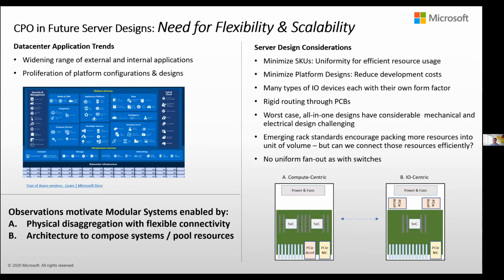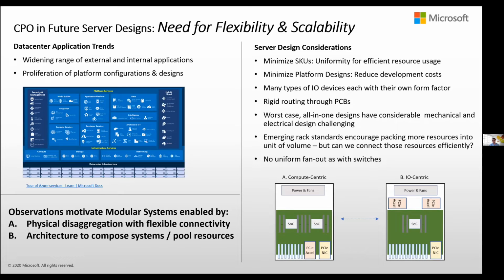And we are concerned about that proliferation, and some of the considerations to address it are to figure out how to minimize the SKUs or the configurations. If you minimize the SKUs, then we have uniformity in the resources, and we can effectively take advantage of that with our resource allocators and increase the efficiency of using those resources, increasing resource utilization. We also want to minimize platform designs. They're so expensive to build, right? The development cost of every unique platform design is very significant. So this is something that I think we really want to have a handle on.